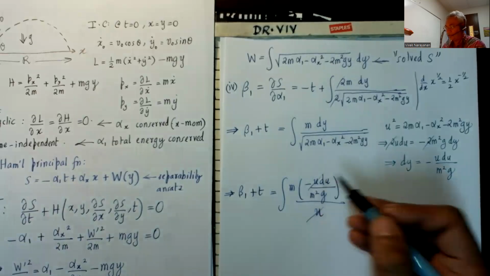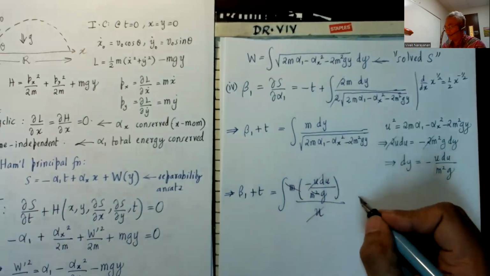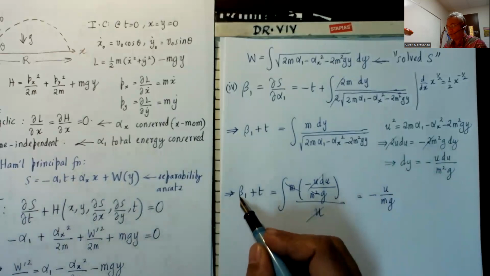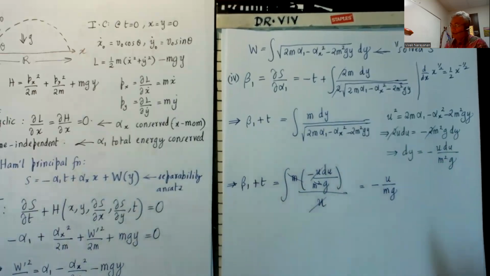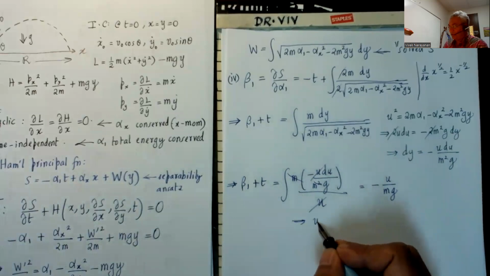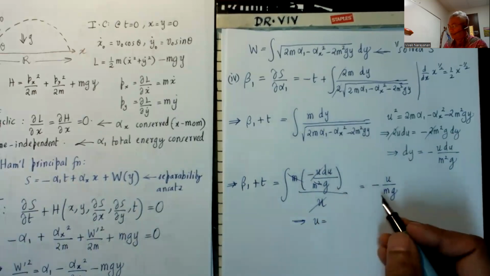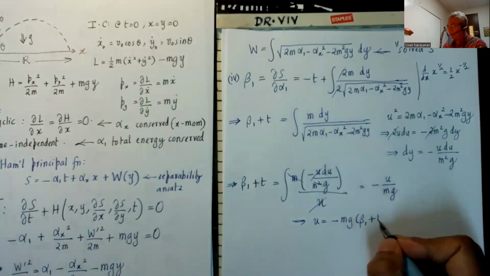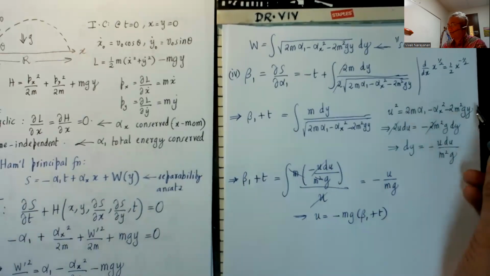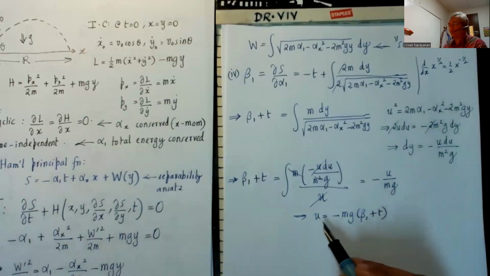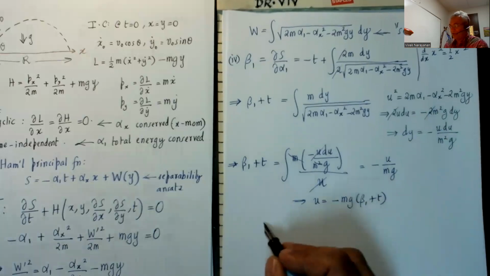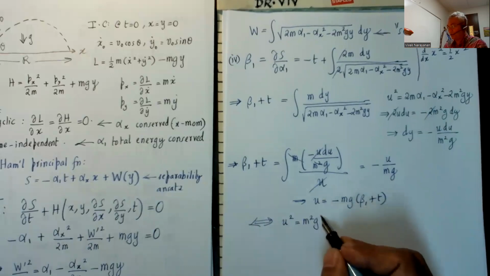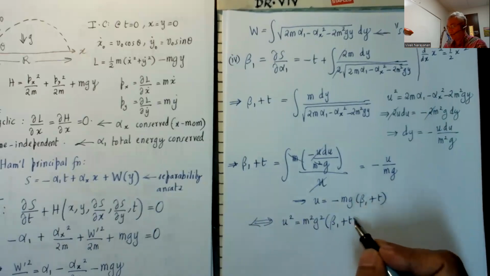And lo and behold, u cancels out, m cancels out, and this can be integrated: minus u by mg. Don't put a constant of integration. That constant of integration is already here. It's beta 1. So this gives me u equals, multiplying both sides with negative sign and mg, negative mg times beta 1 plus t. But what is u? It is the square root of all this. I don't want square roots. I'm going to square both sides. So this is equivalent to u squared equals m squared g squared times beta 1 plus t squared.